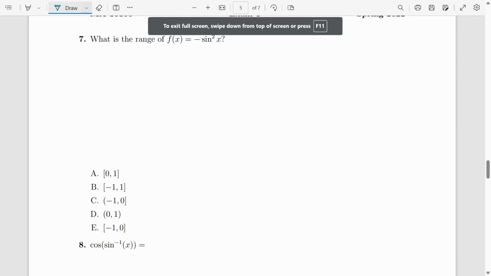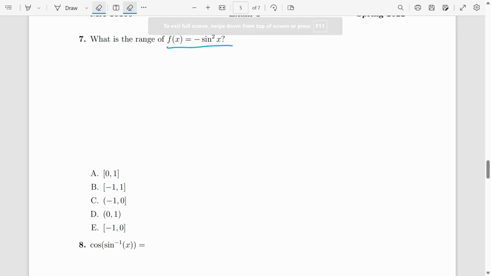Okay, question 7 now. What is the range of this function? So, remembering what a range is now. Domain and range are kind of the opposite. If domain is the values that you can plug into x, then the range is the values that you can expect of y.